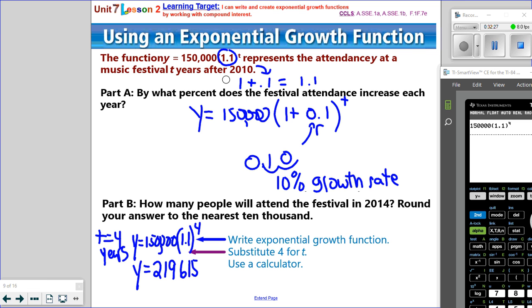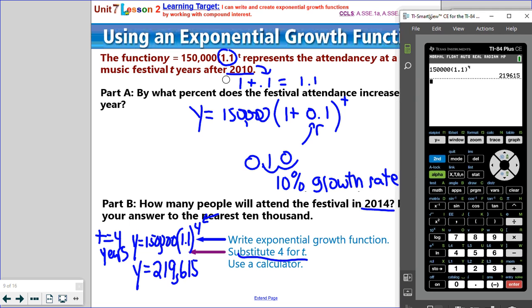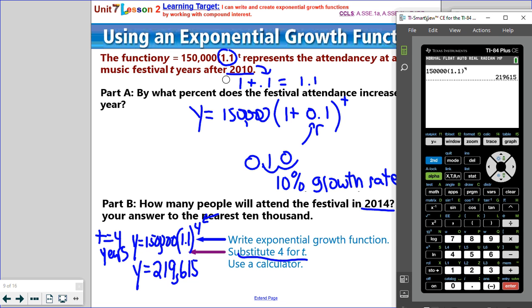How many people will attend the festival in 2014? Round your answer to the nearest 10,000. You just have the t is 4 years because you have 2014, and this is 2010. There's 4 years in between, so that's why I put the 4 as the t. And actually, it tells you to substitute 4 for t. And then once you do that, you see on the right-hand side of your screen, that is the calculator, and basically you get 219,615. How many people? And that's people. And that's it.